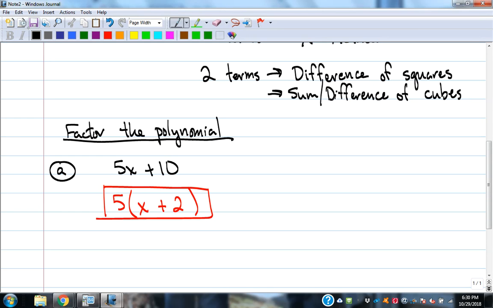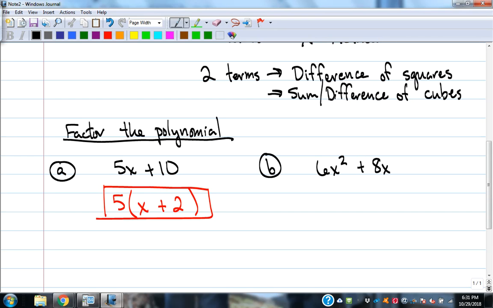Greatest common factor is the drive shaft for all of the other factoring. If we can't do GCF, we're going to have trouble with the rest of it. So we're going to do several examples, dealing with GCF mainly. Look at this one: 6x squared plus 8x.